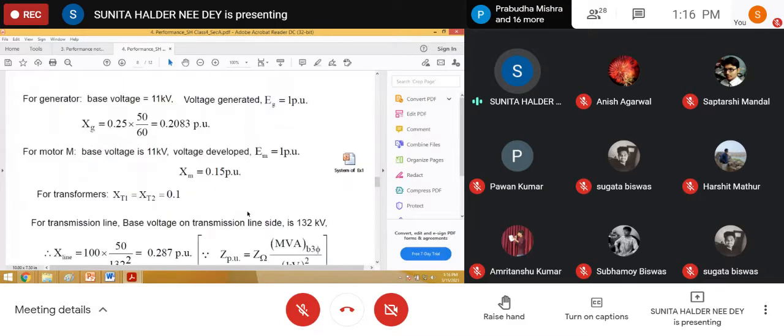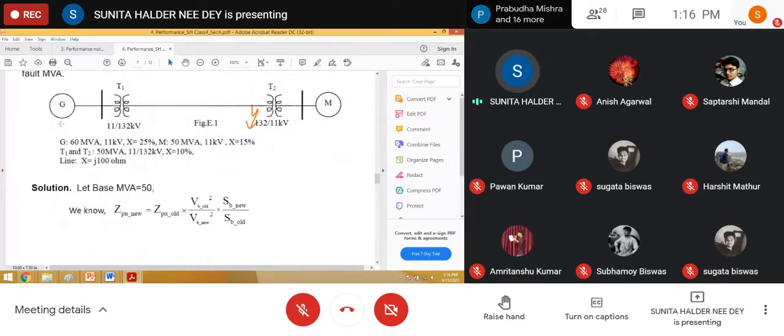So at first you go for the generator. Generator 60 MVA, our base MVA is 50. So we have to convert this X, which is 25%, that means 0.25 per unit with 60 MVA base and 11 kV base, into 50 MVA base.